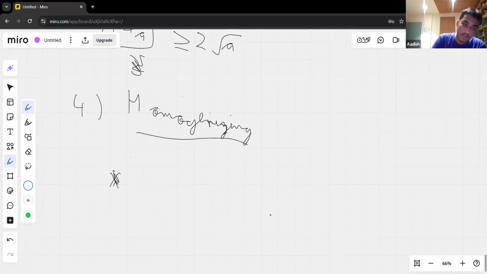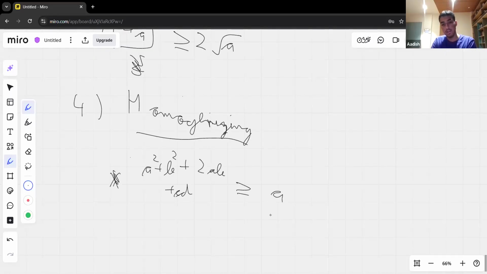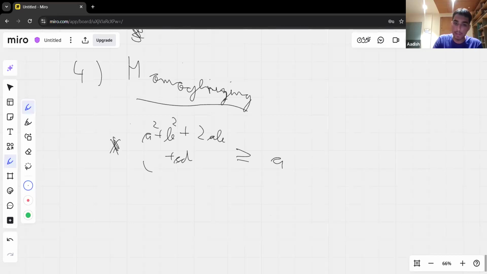So the point is, suppose you have A squared plus B squared plus 2AB plus CD, and you want to prove it's greater than or equal to A, or some inequality like this. And suppose you try to apply AM-GM on this side, this will never work.